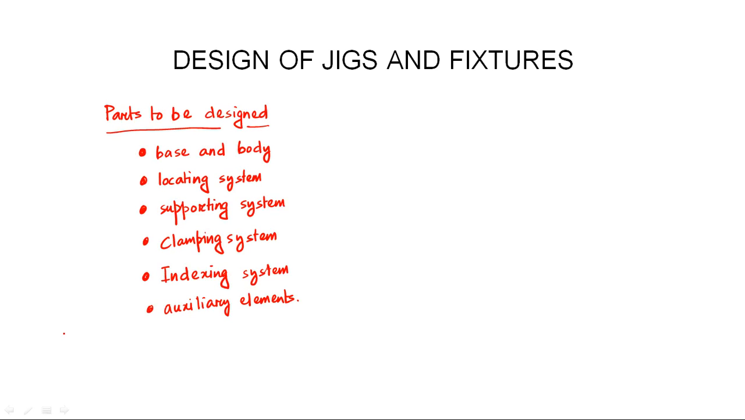Now what are the factors that we have to consider during the design of jigs and fixtures? As I told you earlier, whatever clamps or supporting device or locating device we produce, those must be strong, rigid and stable.